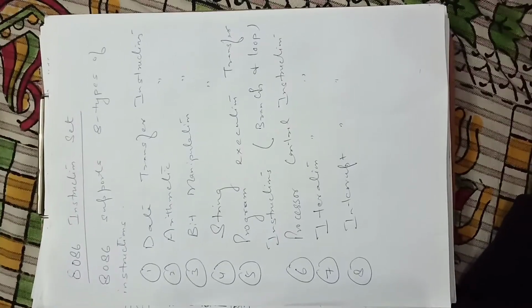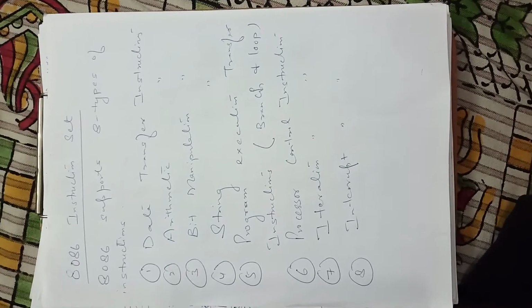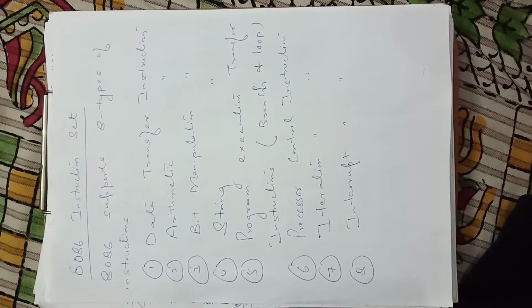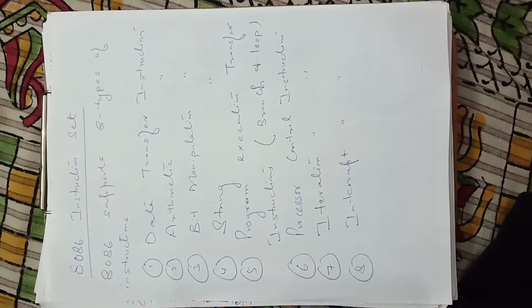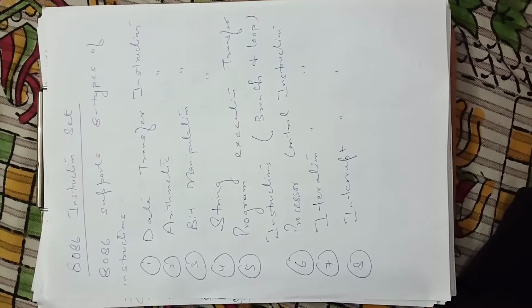Number 6 is processor control instructions. Number 7 is iteration control instructions. And number 8 is interrupt control instructions. The overall format of 8086 includes many instructions, and these instructions are further classified into these specific broad areas, that is, 8 broad groups.